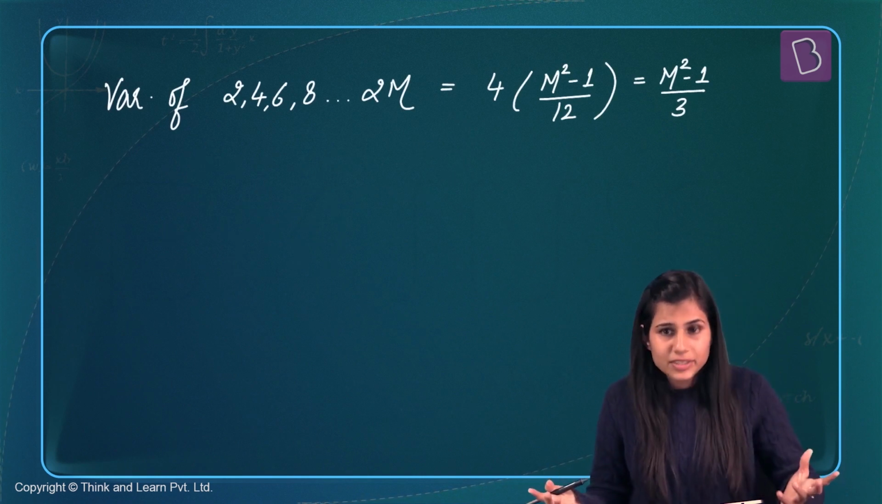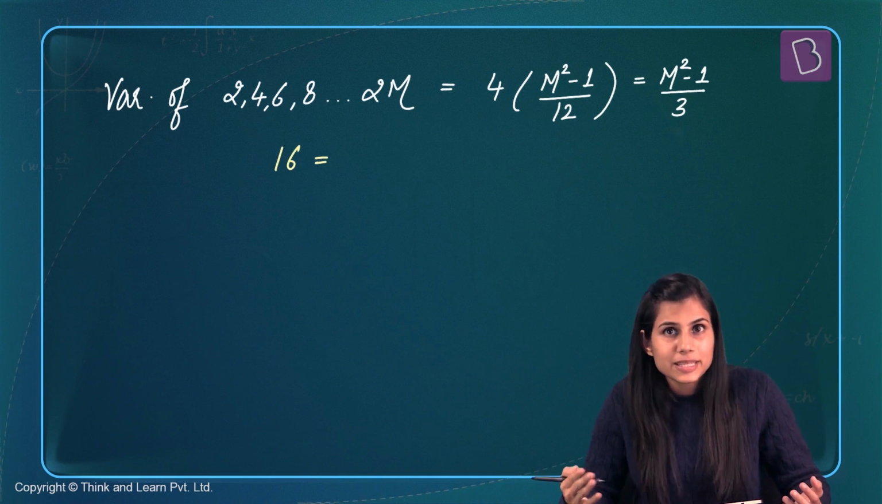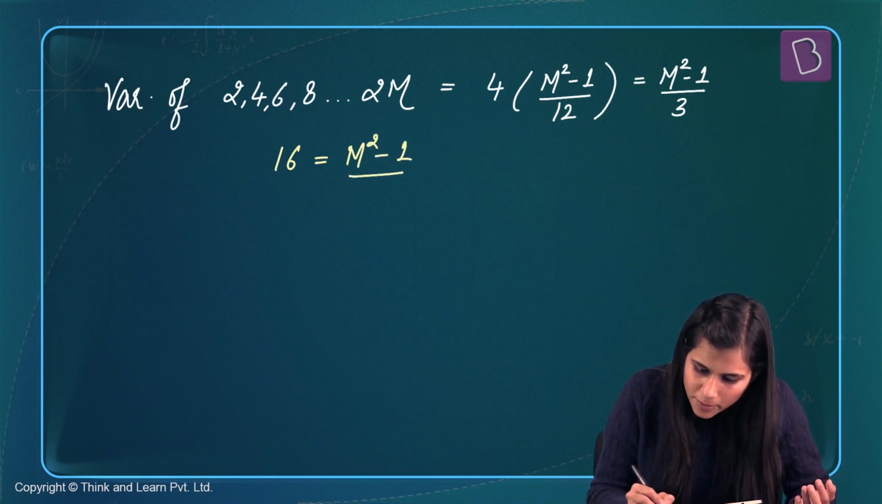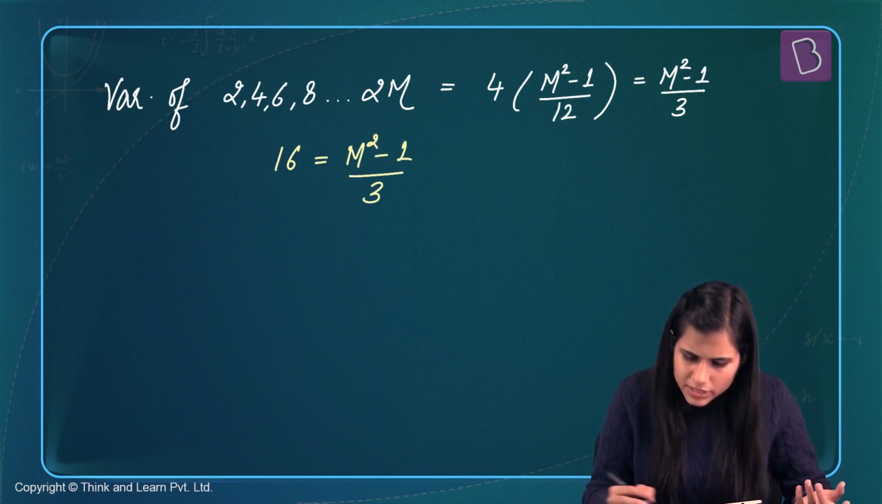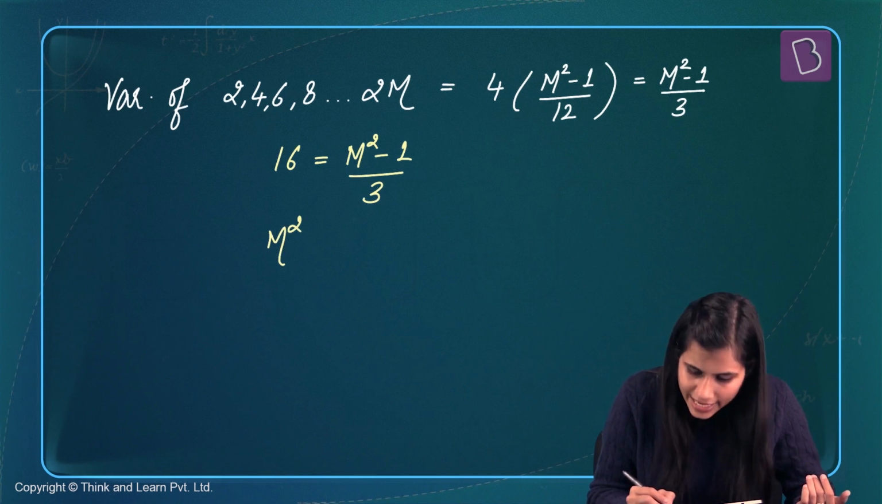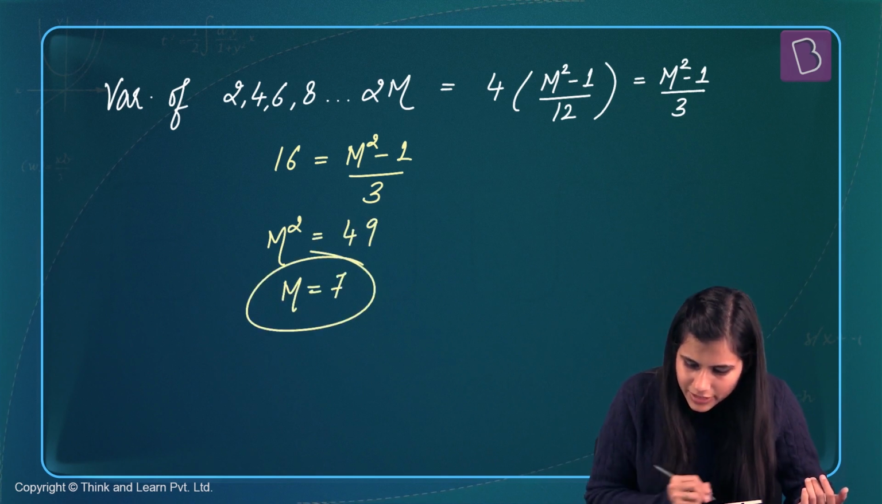So can you see you have this equation again, that 16 equals 4 times (m square minus 1) by 12, that is nothing but m square minus 1 by 3. You can solve this straight away. This is going to give you m square minus 1 equals 48, or m square is 49. That means m is 7.